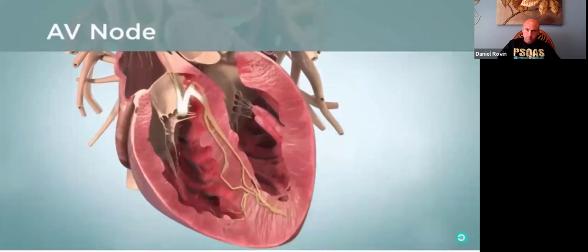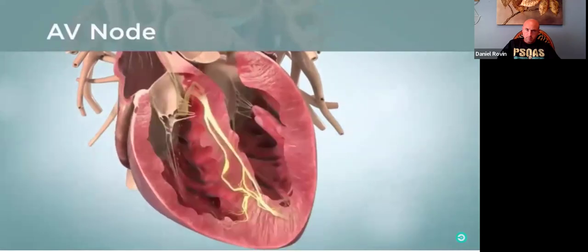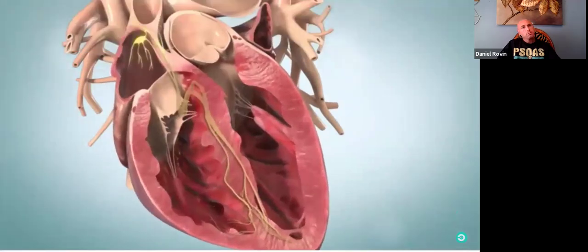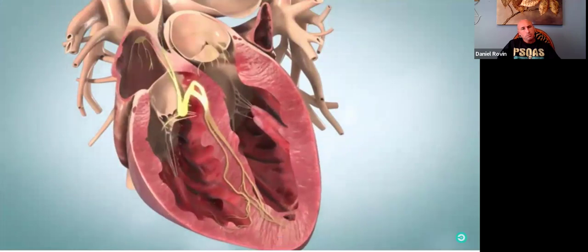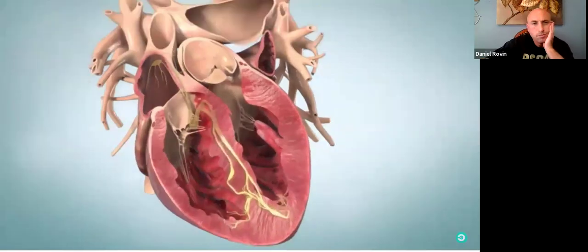The AV node is in the center of your heart and acts as a relay between the atria and the ventricles. When the SA node fires, the atria contract, and an impulse passes to the AV node. Once the impulse passes through the AV node, it travels down through nerve fibers to the bottom of the ventricles, causing the ventricles to contract and squeeze blood out of your heart.